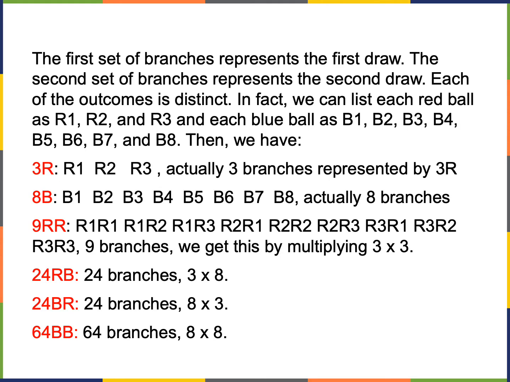So 3R represents R1, R2, R3, 3 different branches. 8B represents the 8 possible blues. And when you see this 9RR, it could be red 1 with red 1, red 1 with red 2, red 1 with red 3, red 2, and so on. So all the combinations. It's just easier to multiply.